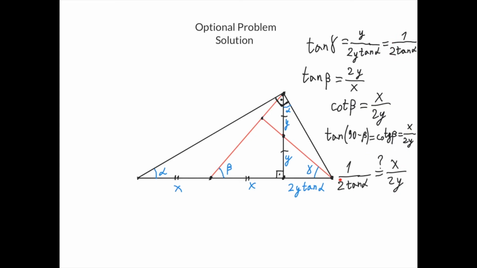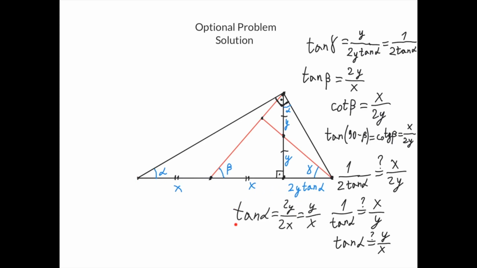And now we can cancel out the 2's, and now we can reverse the two fractions on both sides, and now we ask ourselves, is it true that tangent of alpha is y divided by x? Well, see this triangle. Tangent of alpha is this side divided by this side, which is 2y divided by 2x, and hence this equality is true. Now we cancel out the 2's and we get y divided by x equals tangent of alpha, which is exactly what we needed to prove.